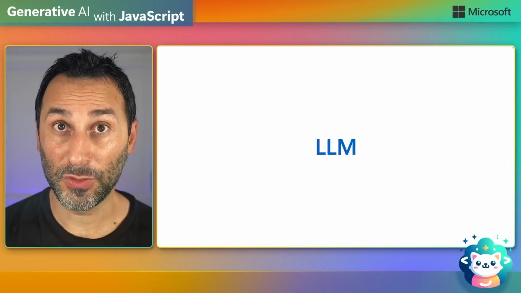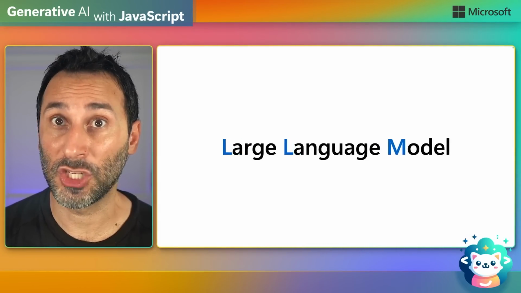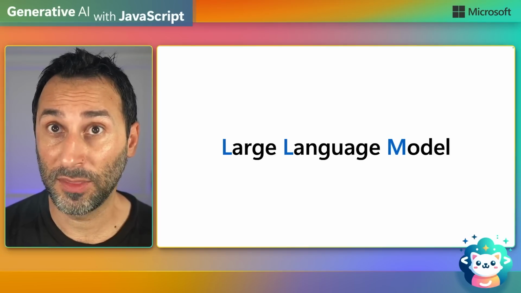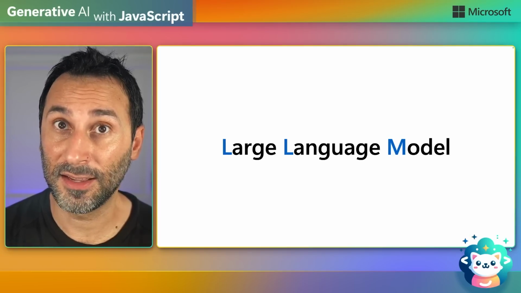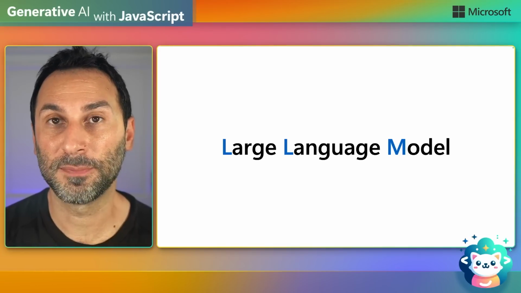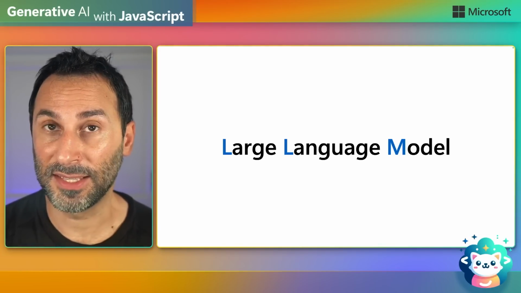So let's start with the essential things that you need to know when you're working with LLMs. First, what's an LLM? LLM stands for Large Language Model. It's a deep neural network that's trained on a huge amount of data and is able to perform various tasks using natural language. Its main capability is to recognize and generate text.